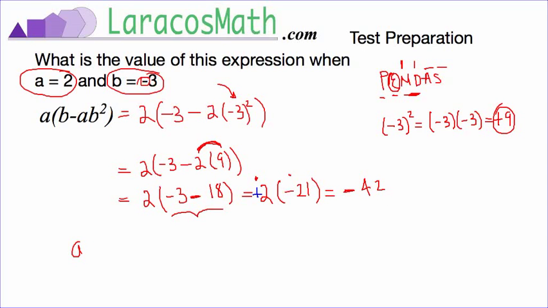So I can say A times B minus AB squared, when A equals 2 and B equals -3, my answer here is -42. So we have another problem to practice.